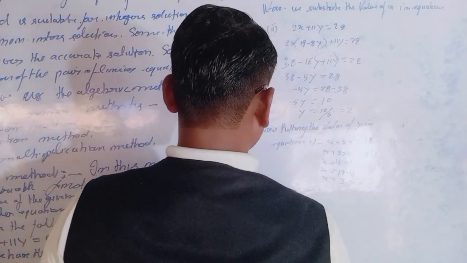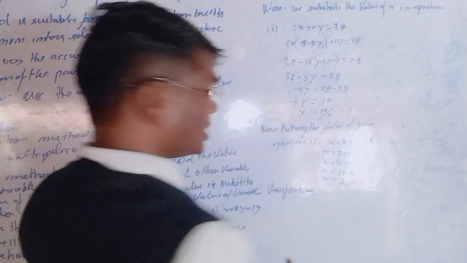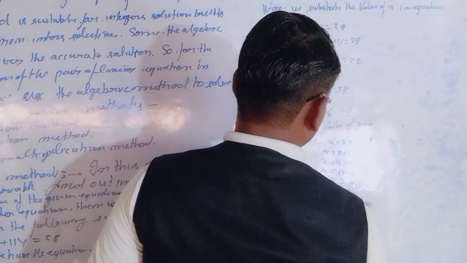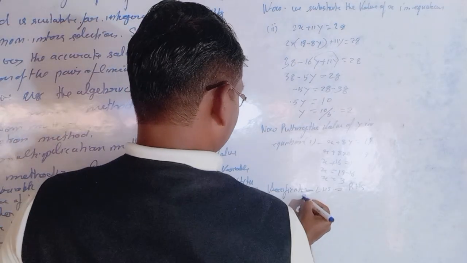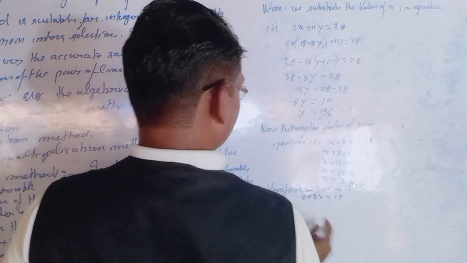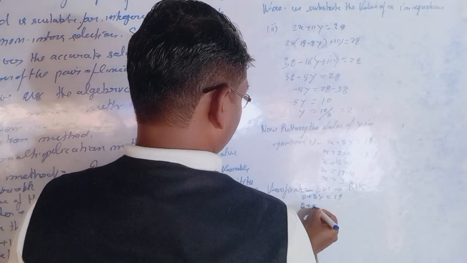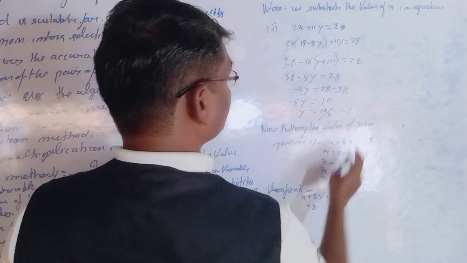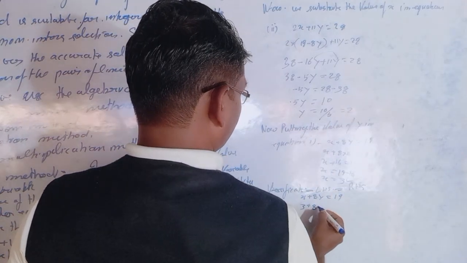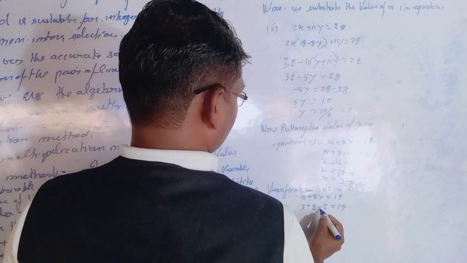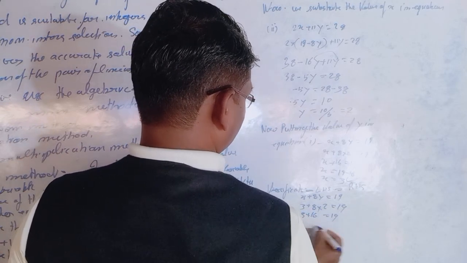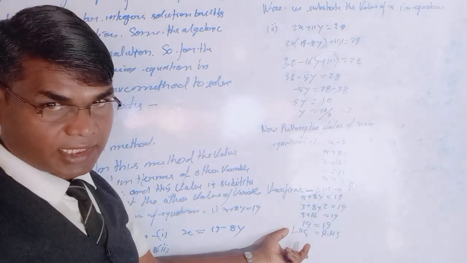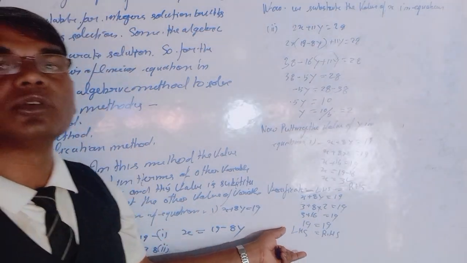So now verification. In verification we find that LHS is equal to RHS. Write the first equation, x plus 8y is equal to 19. Put the value of x, which is 3. So 3 plus 8 into the y value 2 is equal to 19. So 3 plus 16 is equal to 19. So 19 is equal to 19. LHS is equal to RHS.